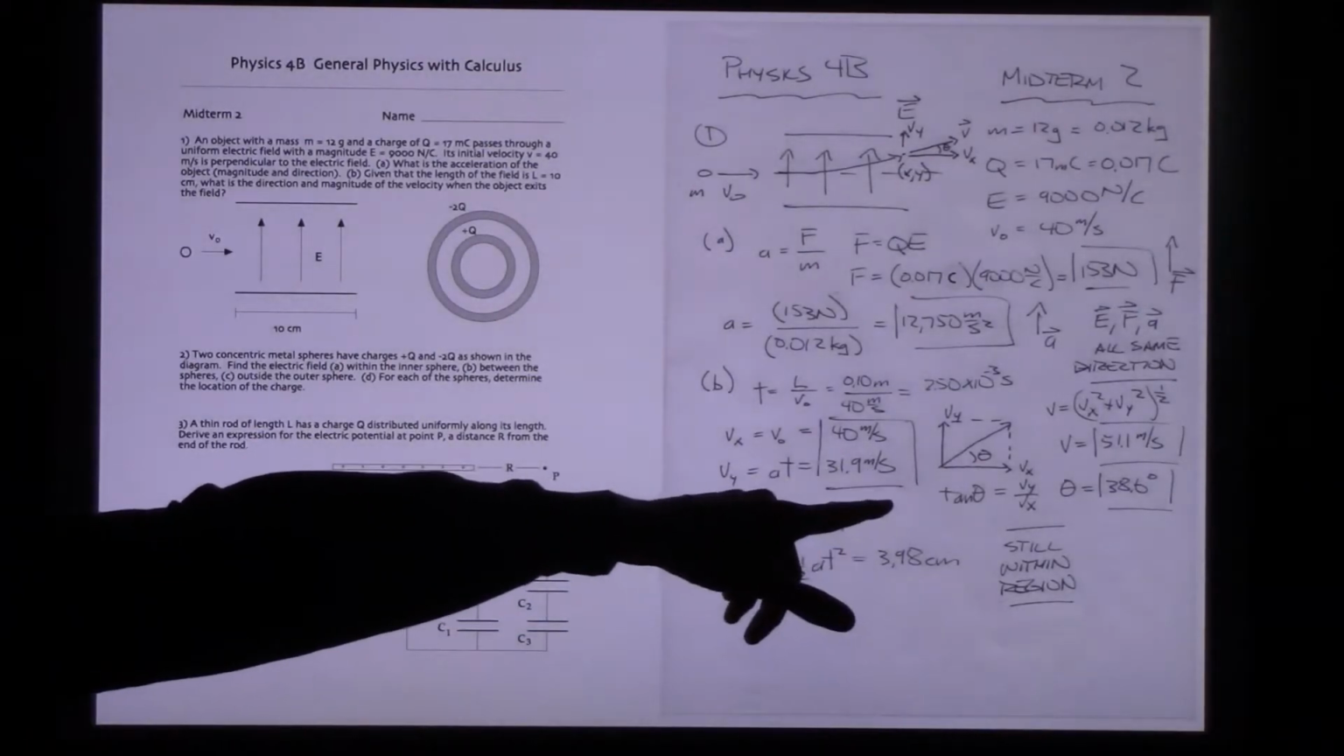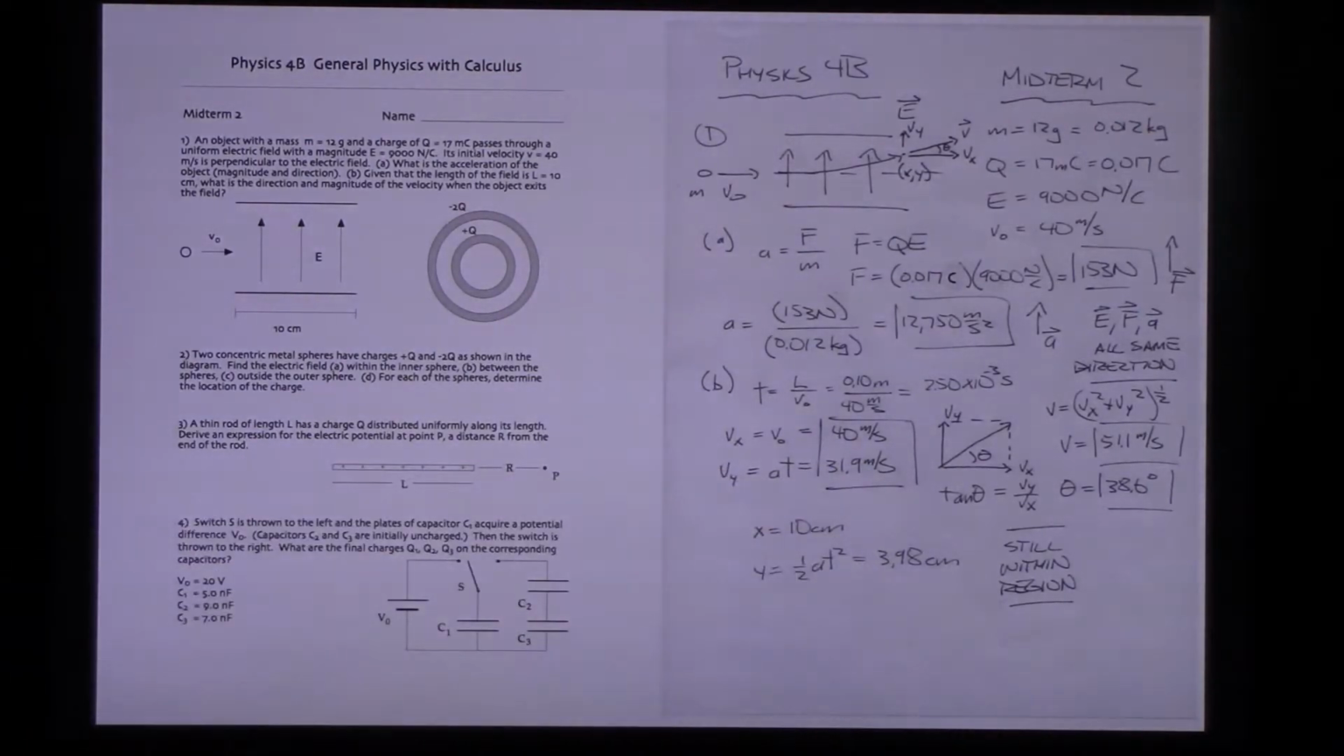Now we can get a magnitude on that by squaring components, adding them together, and taking a square root using Pythagorean's theorem. And then the angle we can get by doing an inverse tangent. And that works out to be 38.6 degrees. So that's it. So this is something that was in chapter 21.